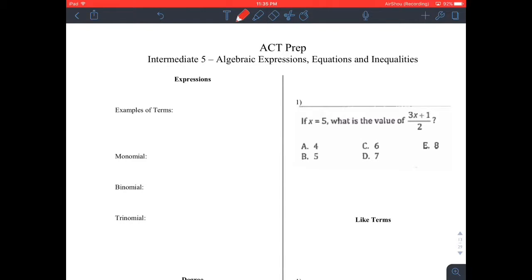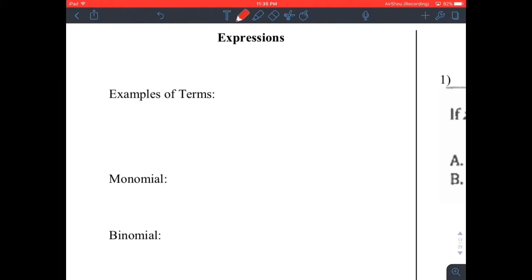All right, this is Intermediate Notes 5, Algebraic Expressions, Equations, and Inequalities. So let's talk about terms, first of all. A term is the product or quotient of a number or letter or combination of numbers and letters. So an example of a term is x squared. Another example is 3x. How about xyz is a term? 3 is a term. Terms are separated by addition and subtraction and equal signs, if you have an equation.